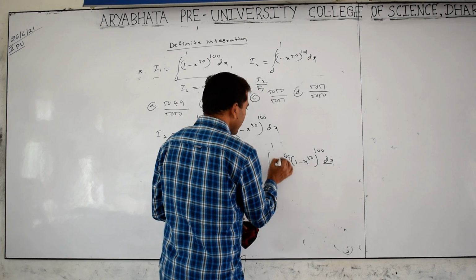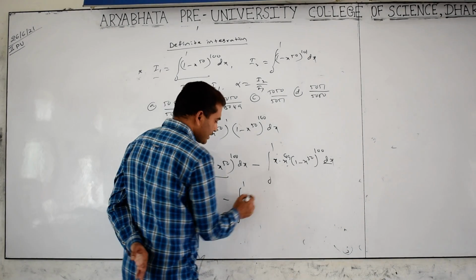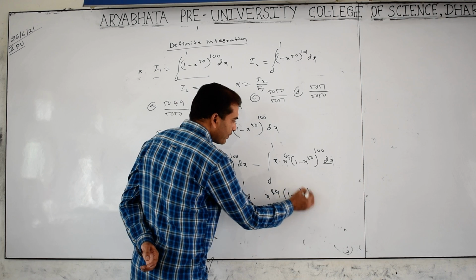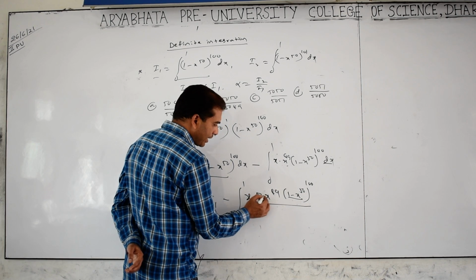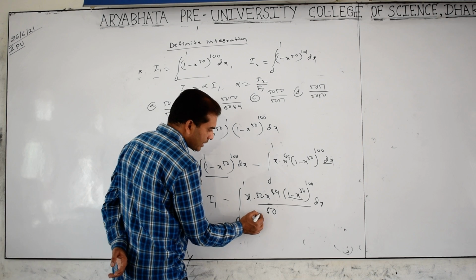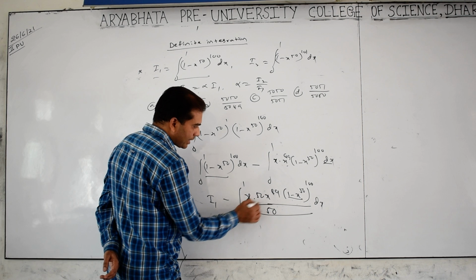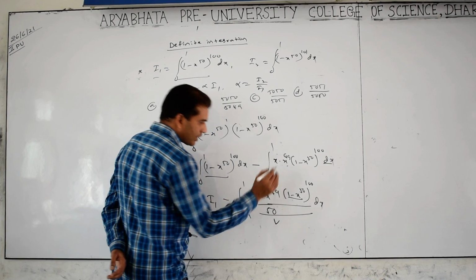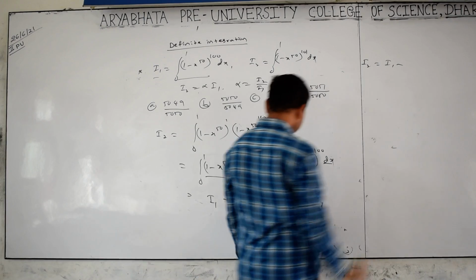x into x power 49. Yes, I am going to apply the product rule here. This is x and this is x power 49, times (1 minus x power 50) whole power 100. The derivative of this has 50 missing, so multiply by 50 here. So this is the first function. We know this integration, both we know, but this is better than finding the differentiation. This is the first function, take it as u and this as v. Then I2 equals I1 minus uv.